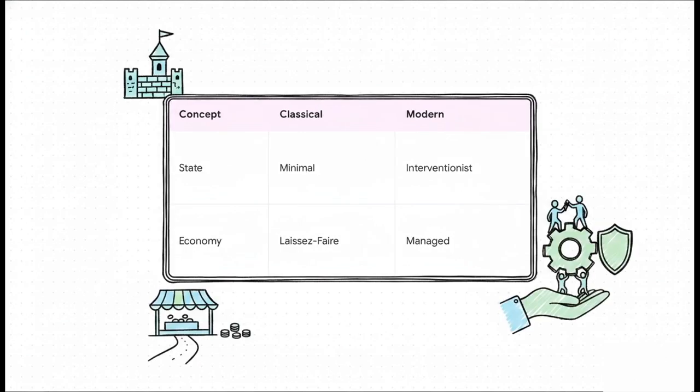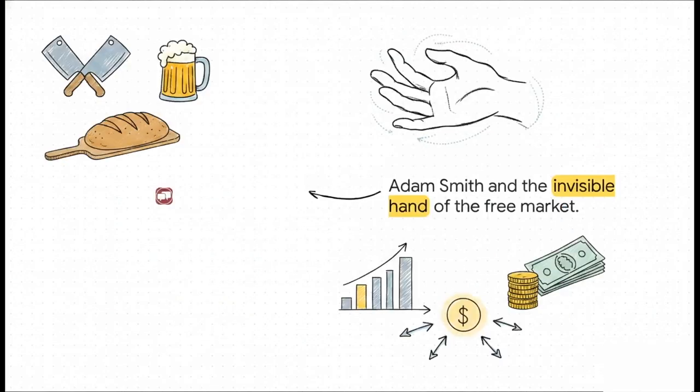And naturally, that shift translates directly into how these two branches view the state and the economy. For the classical branch, the state is just a minimal night watchman, a necessary evil, and the economy should be a strictly laissez-faire free market. Modern liberals see the state entirely differently, as an enabling, interventionist institution that actively manages the economy to help people actually help themselves.